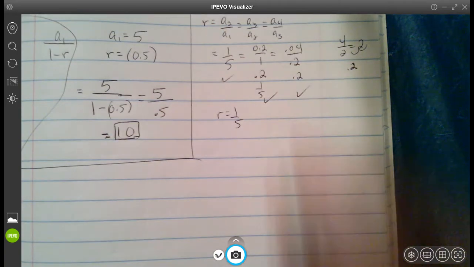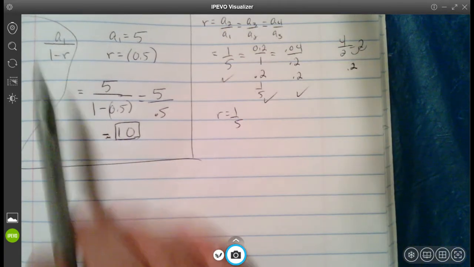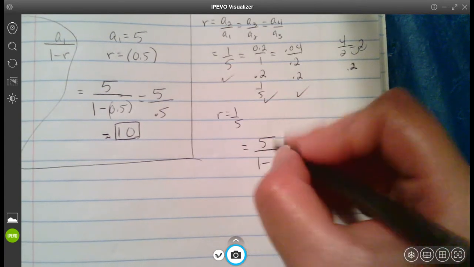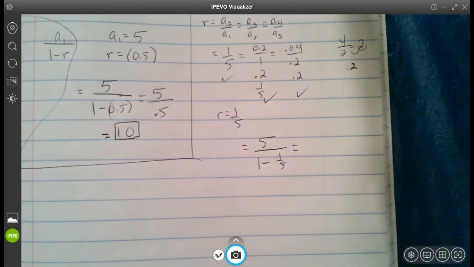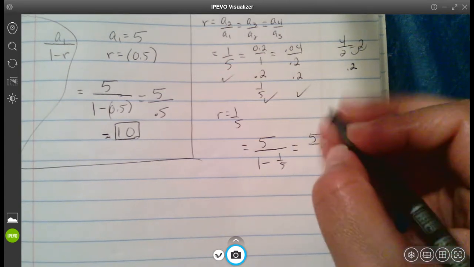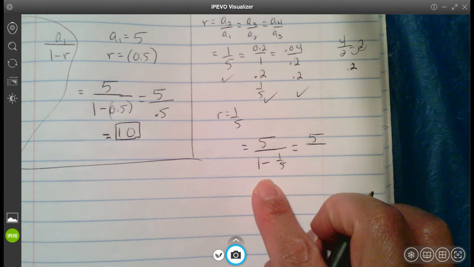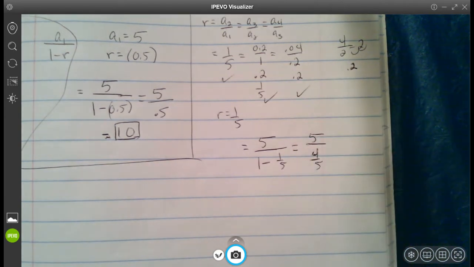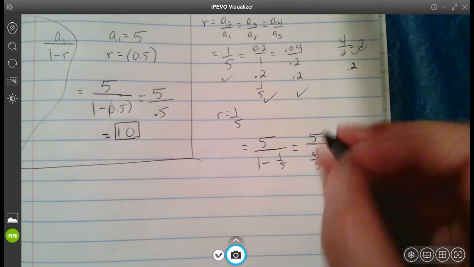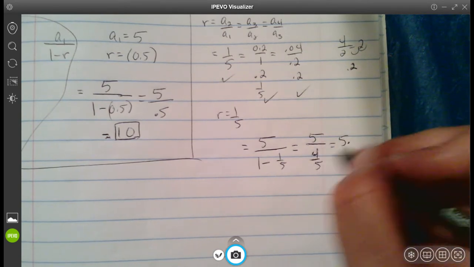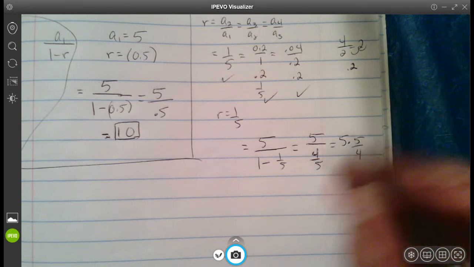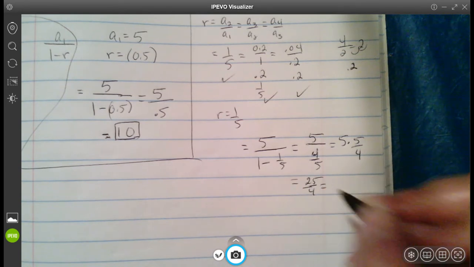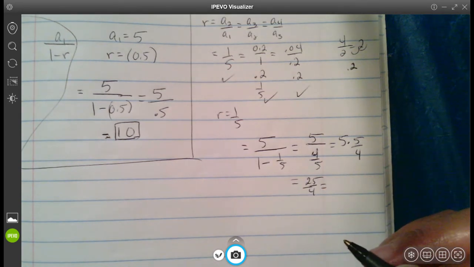We can go ahead and plug everything in now. Remember that the formula is over here. So we have our first term, 5 divided by 1 minus 1/5. I'm going to use a fraction this time, which is 5 over 1 minus a fifth. Think of this as 5 over 5, so 1 minus a fifth is 4/5. And that would be 5 times flip this, so 5 over 4, which is 5 times 5 is 25 over 4.